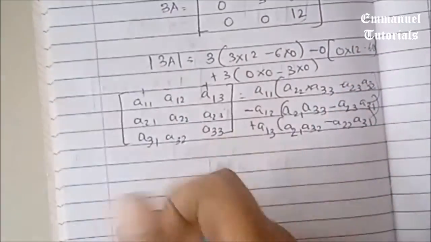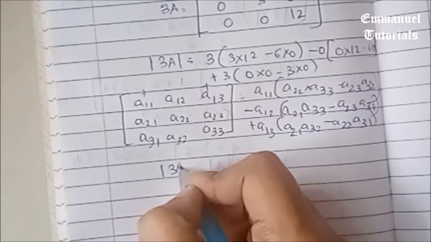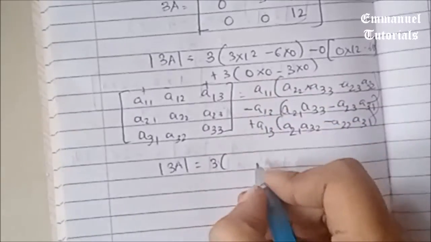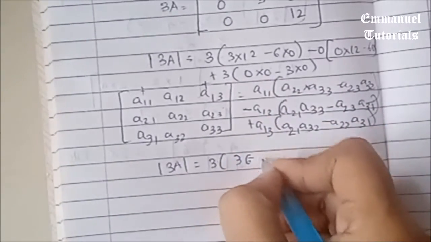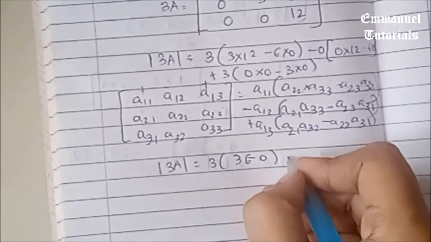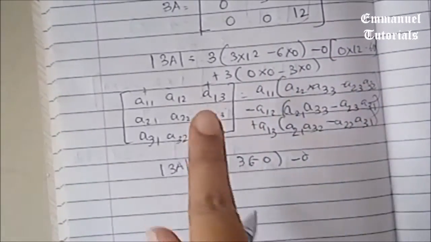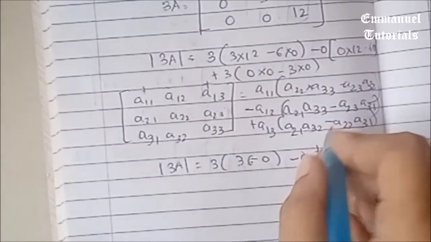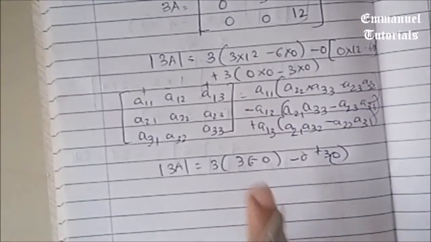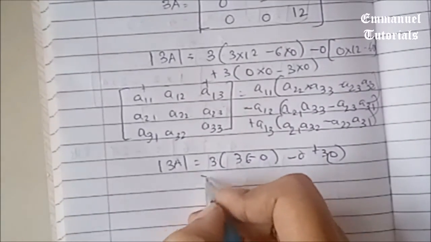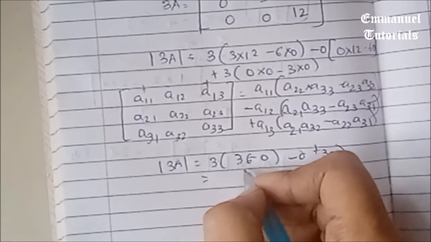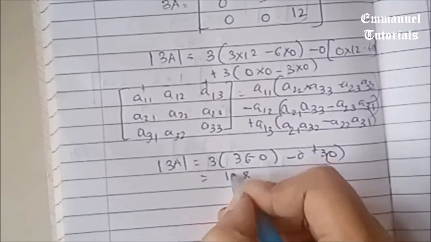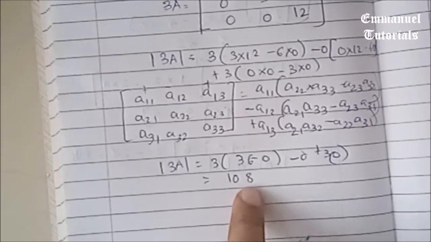Now we'll find out the value. So determinant of 3A is going to be equal to 3 into 12 is 36 minus 6 into 0 is 0, minus 0, because 0 into anything is 0, plus 3 into 0 into 0 is 0 minus 3 into 0 is 0 again. So this whole value is going to be 0. This is going to be equal to 3 into 36. So that is 3 6s are 18, 3 3s are 9 plus 1, 10. So mod of 3A is 108.